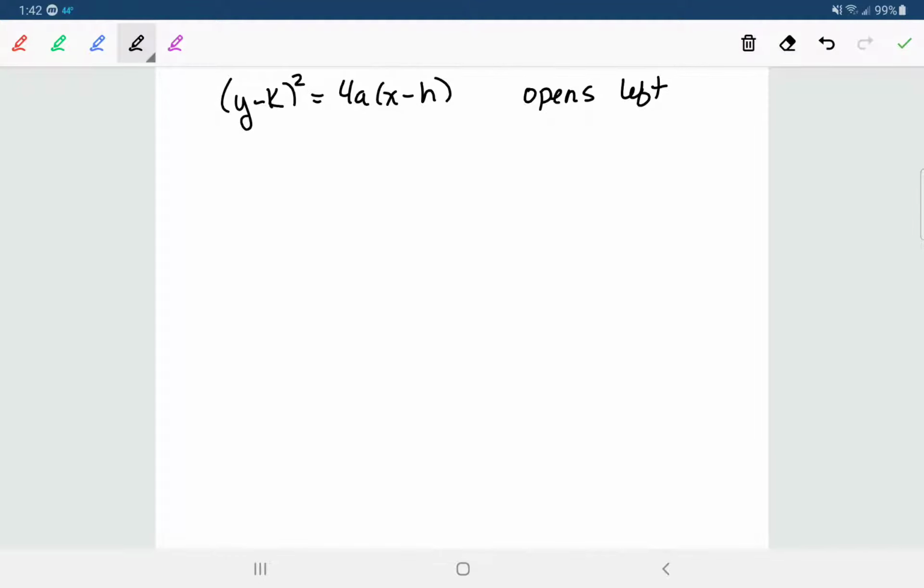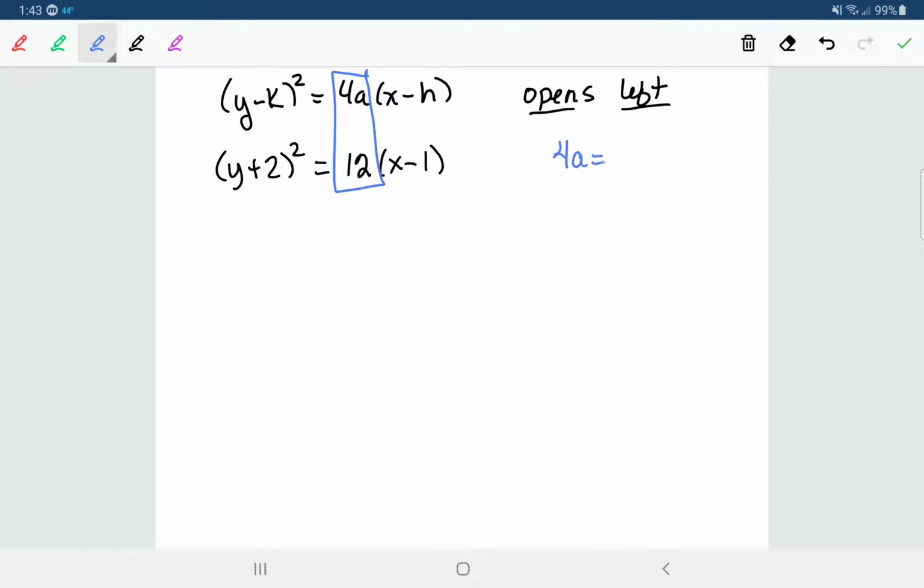So when we have a parabola in the form y minus k squared is equal to 4a times x minus h, this will open left. In our particular case, we have y plus 2 squared is equal to 12 times x minus 1. We can set 4a equal to 12 to find the distance a. So a is equal to 3. Now reading from our equation, we know that the center is at 1 comma negative 2.